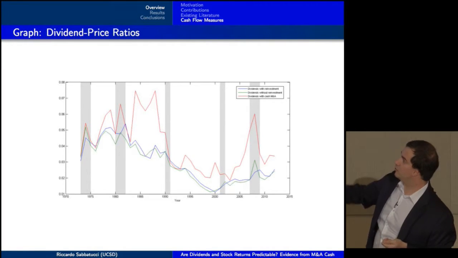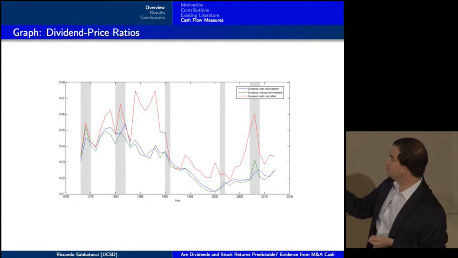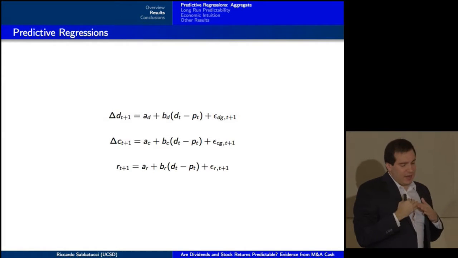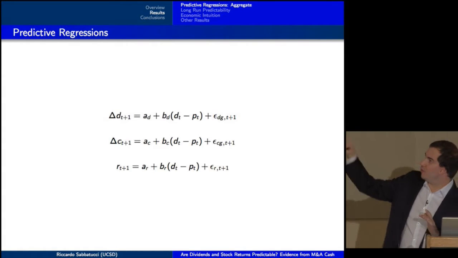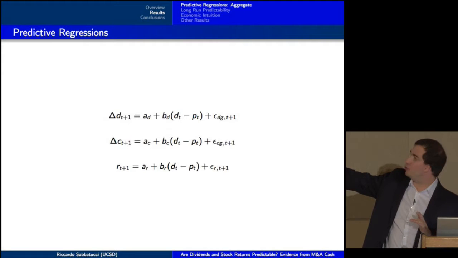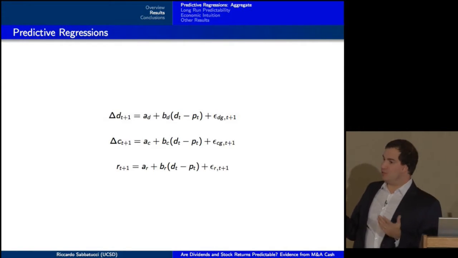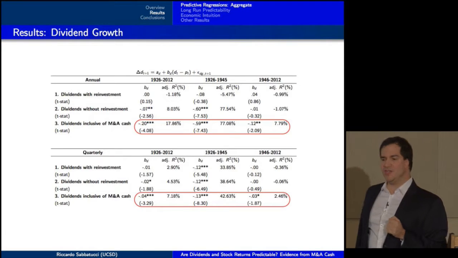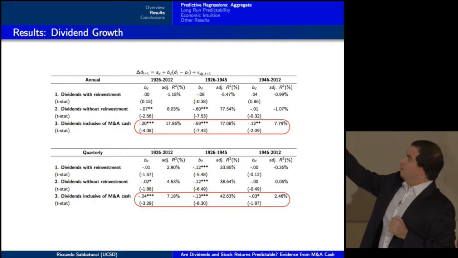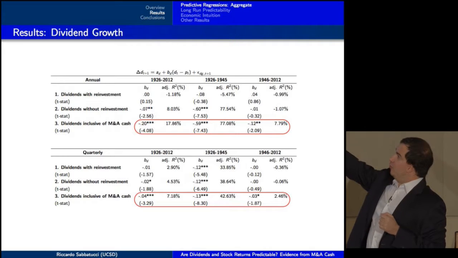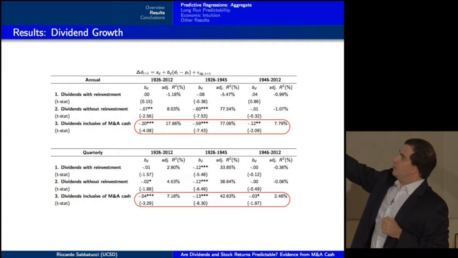So you see that volatility also comes from here. So what I do, I run standard predictive regression of log dividend growth, log consumption growth, and excess returns on the log dividend price ratio to see if results change. Here are the results. Over the full sample, the standard result is that dividend growth is not predictable.